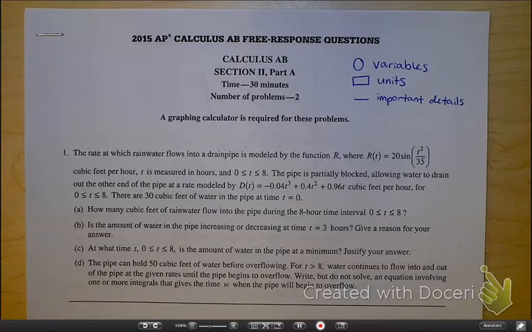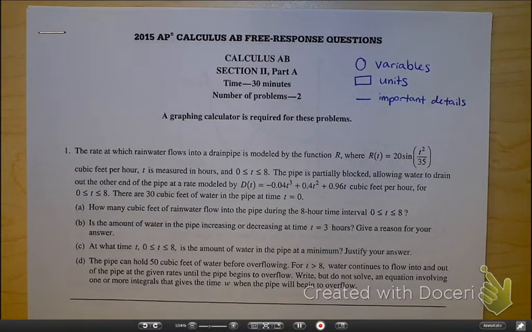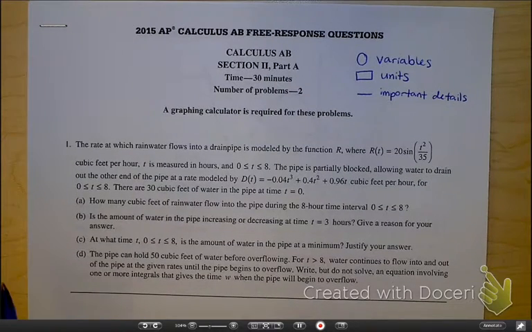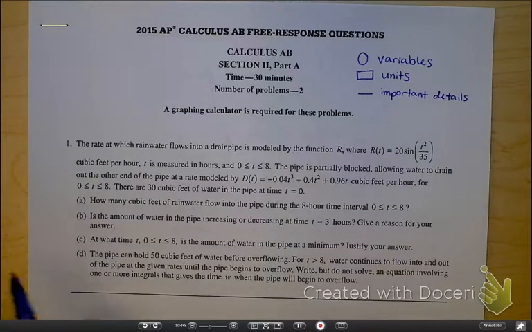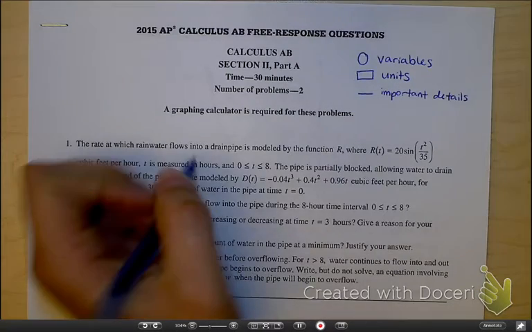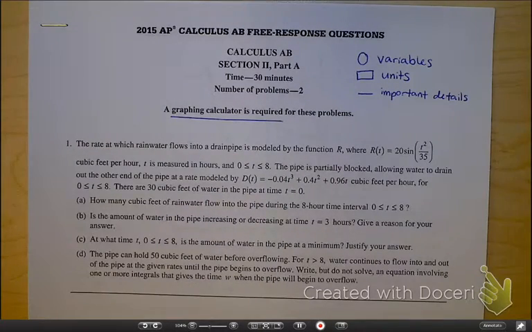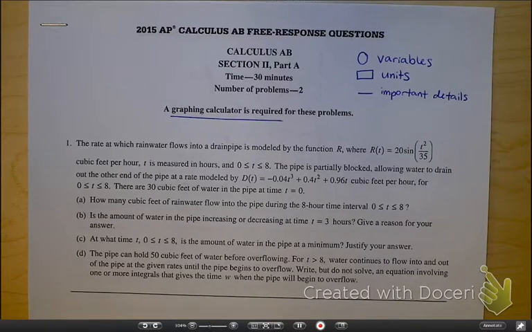We're going to start with the 2015 free response questions, and we're going to start with number 1. We've talked about before that there are 6 free response questions on the AP Calculus exam. The first 2 are graphing calculator required, and the last 4 are all non-calculator questions. So you have about 15 minutes per question for a total of 30 minutes on the first section and an hour on the second section, which means that you can pace your time out accordingly.